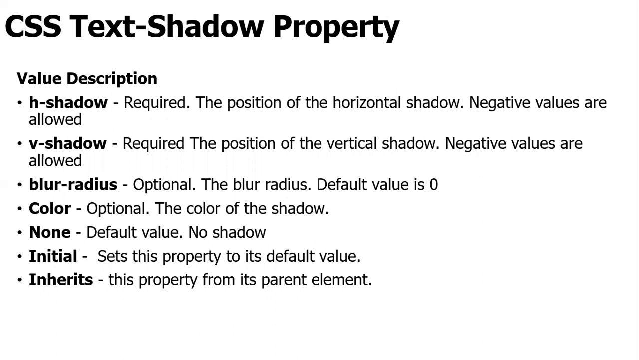Initial sets this property to its default value. If you didn't give any values to the text shadow properties and you give initial, then all the properties will take the default values. And inherit is used for inheriting the text properties of the parent element.